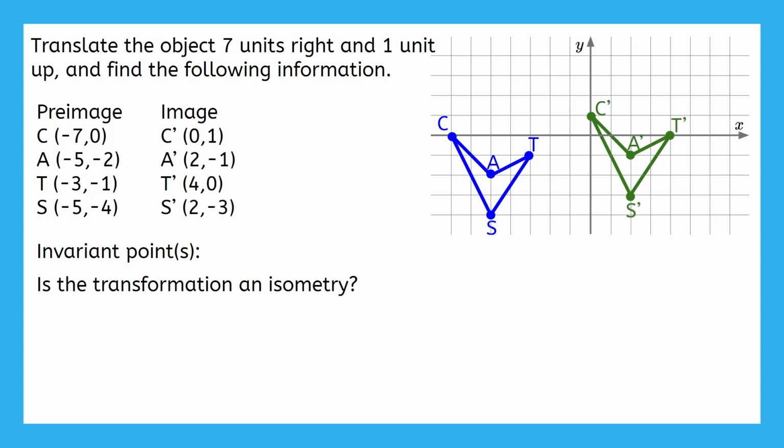Next, we find any invariant points. We just found out in the previous example that every point on a pre-image has to move when a translation occurs. So there are not any invariant points. We also have the exact same quadrilateral in the image that we did in the pre-image. It's the same shape and size, so yes, this is an isometry, just as all translations are.